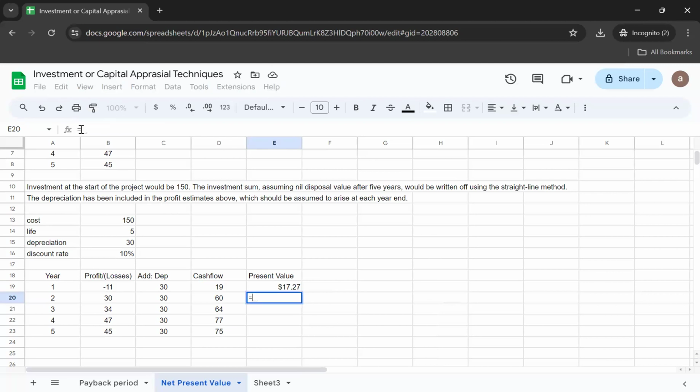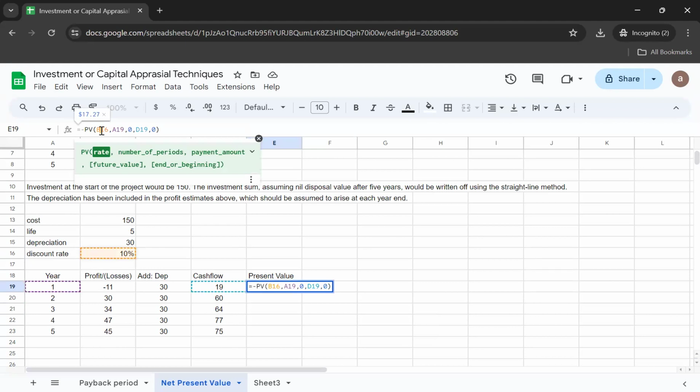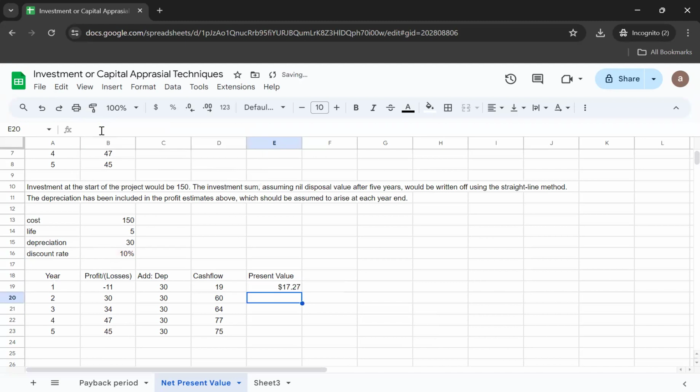And we will repeat the same. So rate is going to be 10. Actually, I can just use the same formula here because we can fix this value. You can fix this value and the others will automatically change. Right, so that's my cash flow for each year, the present value of cash flow each year.